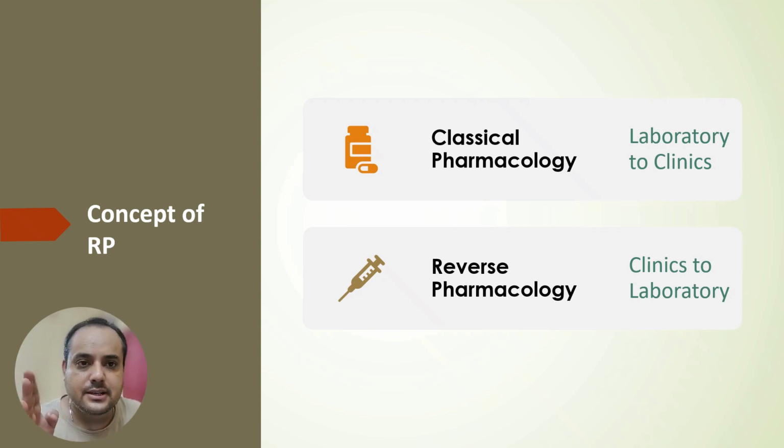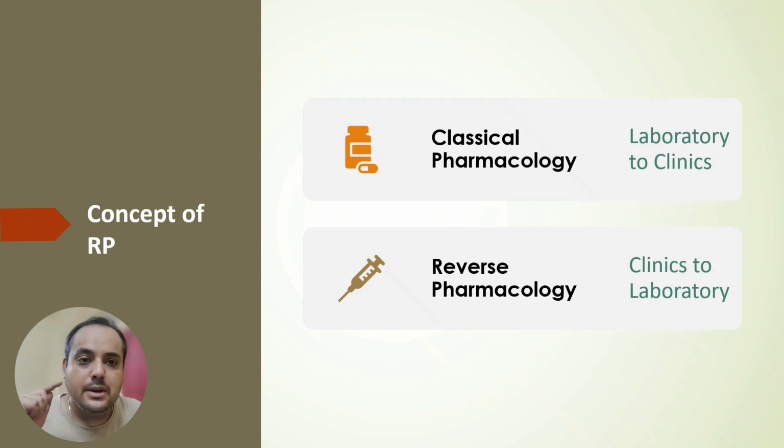That is, first there is a target identification, then there is a lead compound, then there is lead optimization, then after lead optimization there will be preclinical studies, then after all the favorable data, we are going to move into the clinical trials, and finally the drug will be there in the market. But in case of reverse pharmacology, we are just reversing this direction.